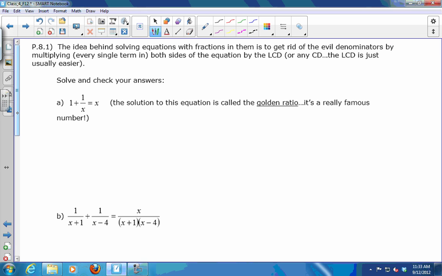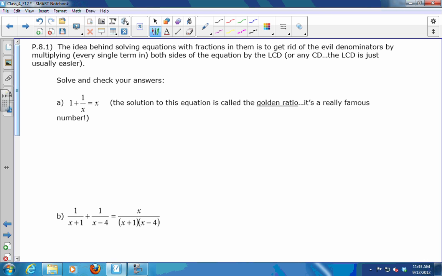So the idea behind solving equations that have fractions in them is to get rid of those horrible, evil denominators, right? We just would like them so badly to be gone. Because whenever you see a fraction, you go, ugh, right? But we can just get rid of them anytime we want. Because one of the rules about solving equations is you can do anything as long as you do the same thing to both sides, right? So whatever you have in the denominator, multiply both sides by that, and it'll cancel out.